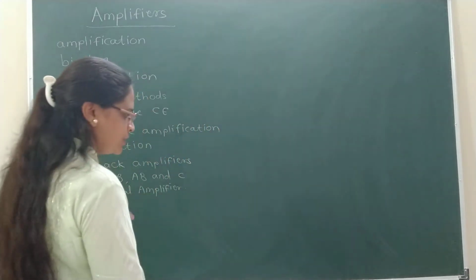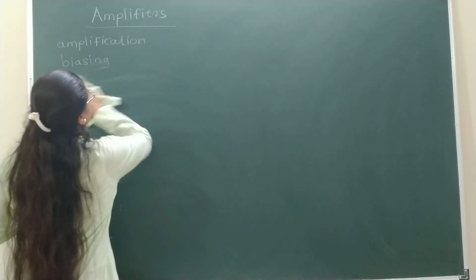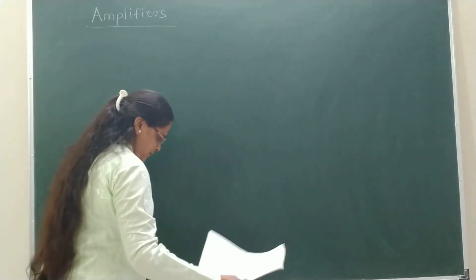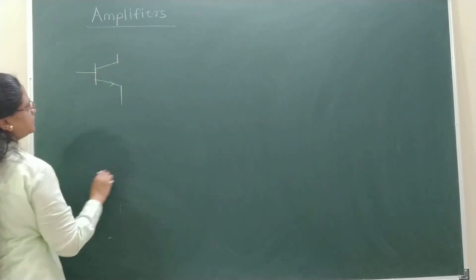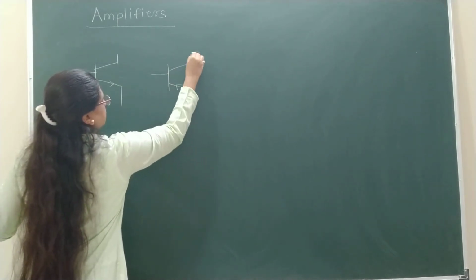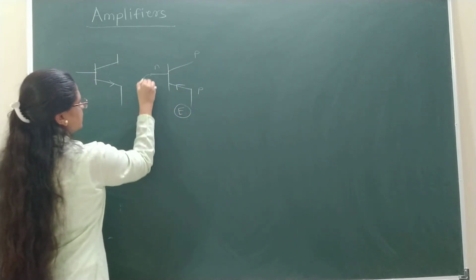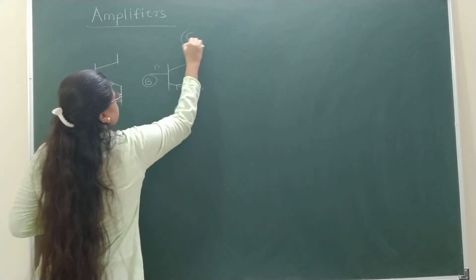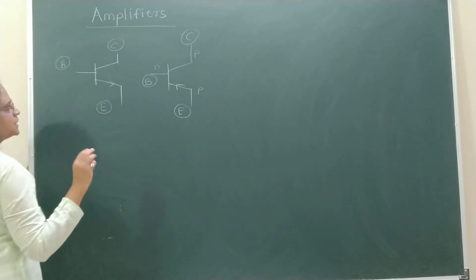So the first point is the transistor as an amplifier. Already it has been discussed that an NPN or PNP bipolar junction transistor can be used as an amplifier. Here is the symbol of the transistor. This is the NPN transistor. Here is the PNP transistor. This is the emitter, where the arrow mark is. This is the middle region as base and the third one as collector. Here it is collector, base, emitter. So this is a 3-terminal device.